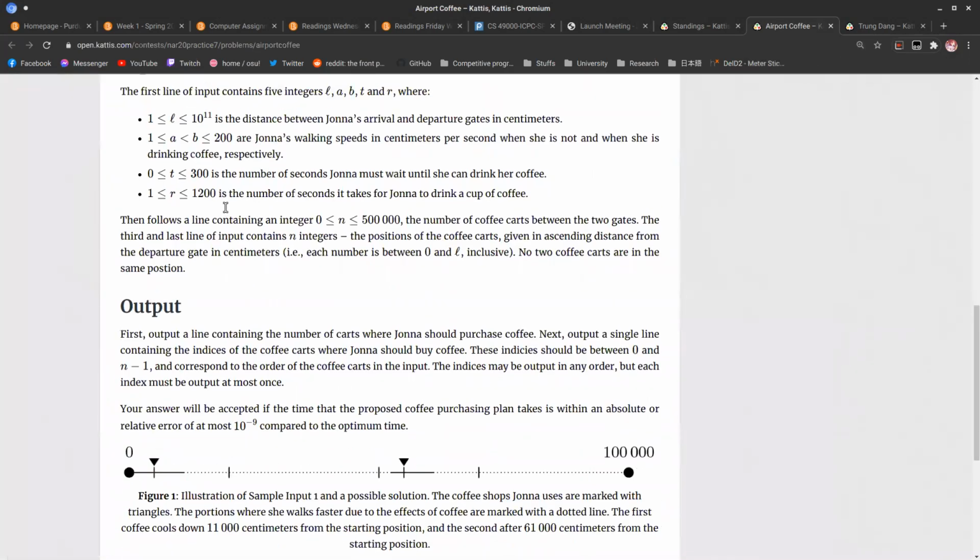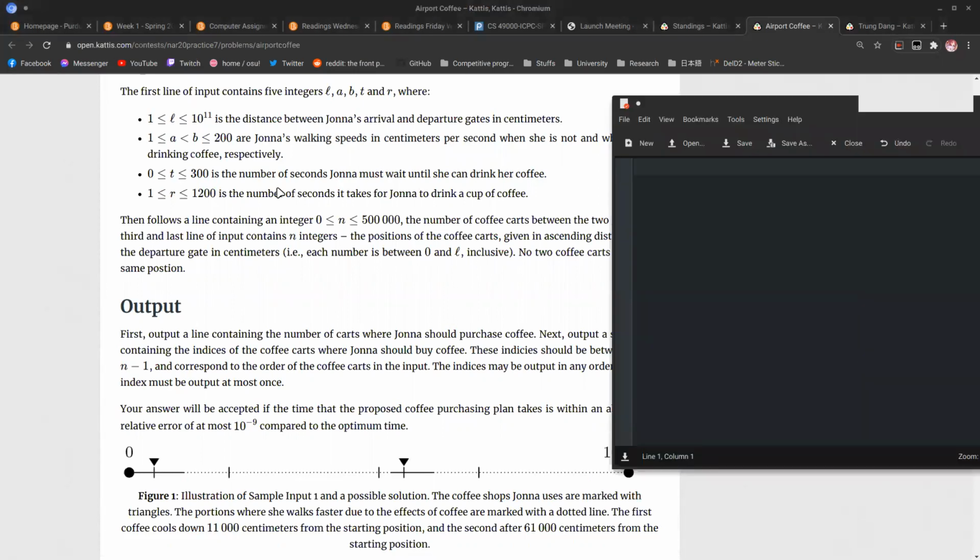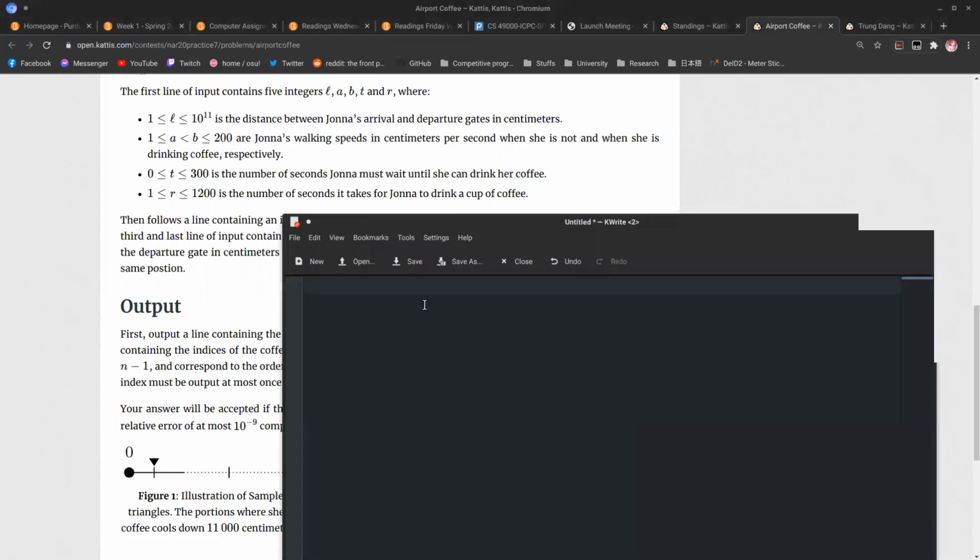This problem is, I would say, really DP-ish. Basically, what you need to do is to find the important positions. Namely, the first one is the beginning at zero, and the second one is at the end.